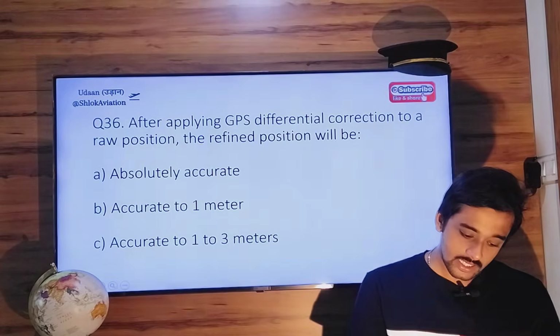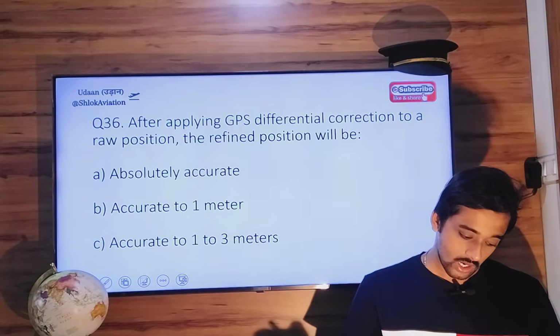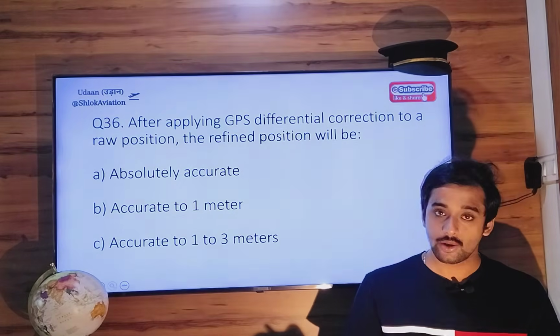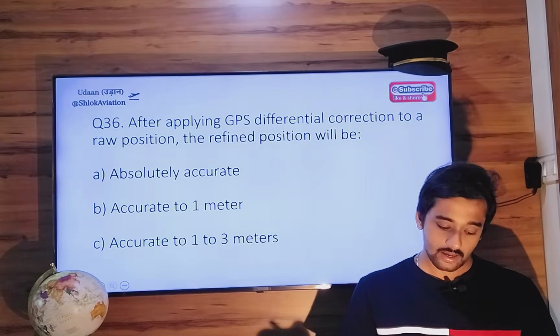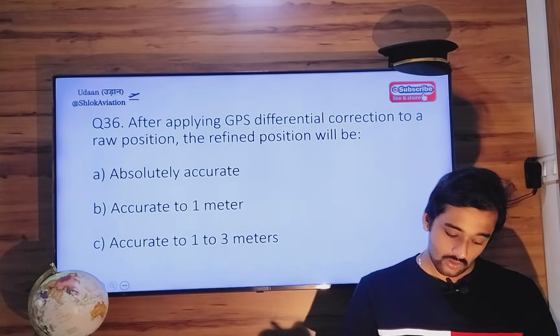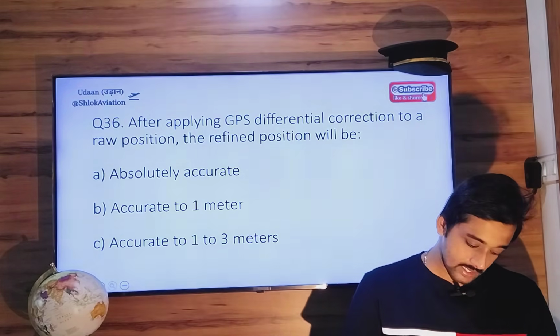After applying GPS differential correction to a raw position, the refined position will be accurate to 1 to 3 meters. So the correct answer is option Charlie.